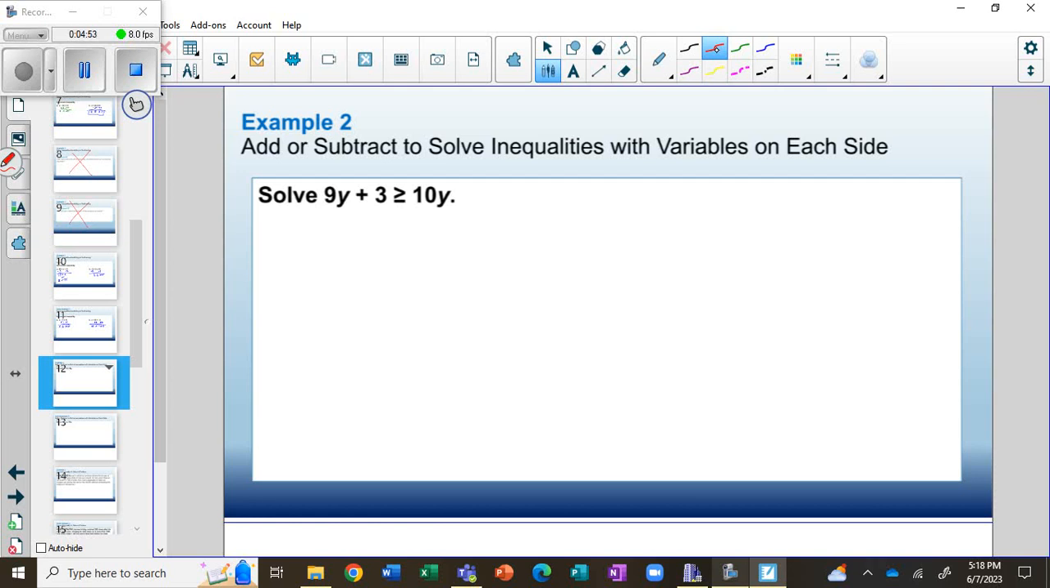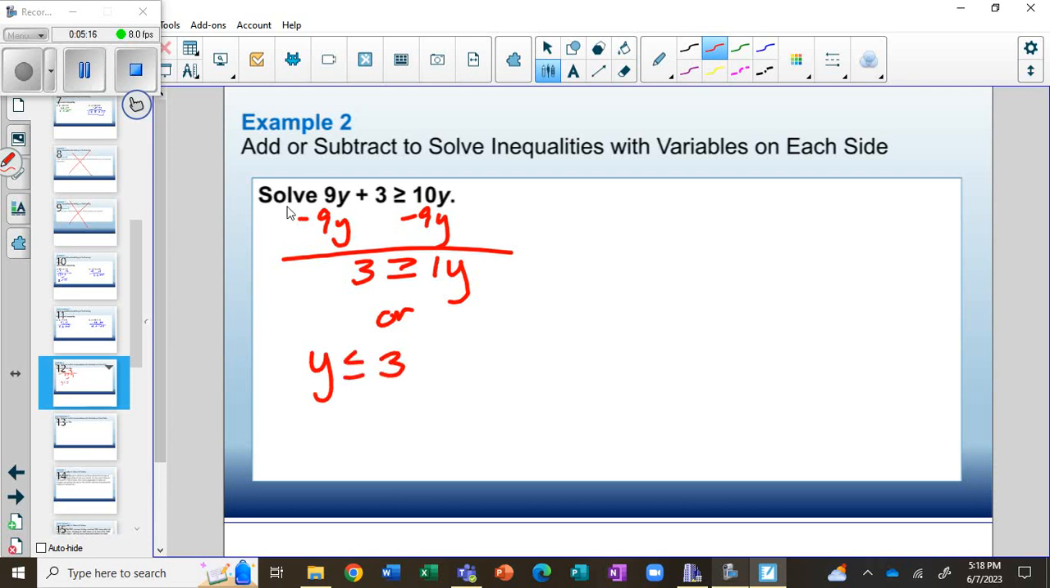So for this one, I want to keep my y's positive. So since 10y is bigger than 9y, I'm going to bring my 9y to the left-hand side, or the right-hand side. I'm going to subtract 9y on both sides. And now I have 3 is greater than or equal to 1y. Or I could just rewrite this as y is less than or equal to 3. They mean the same thing.